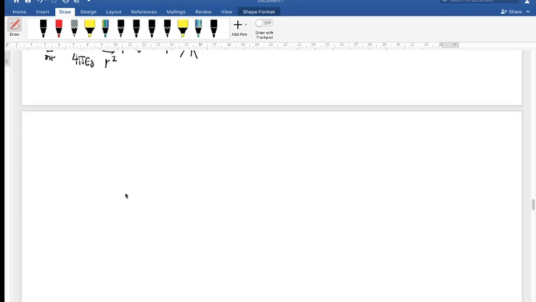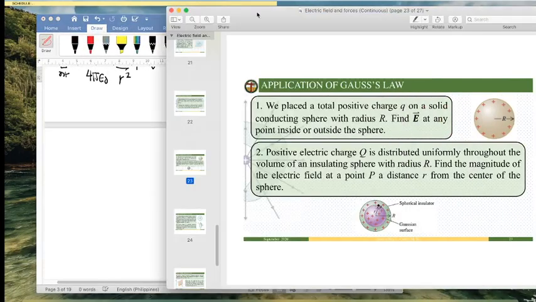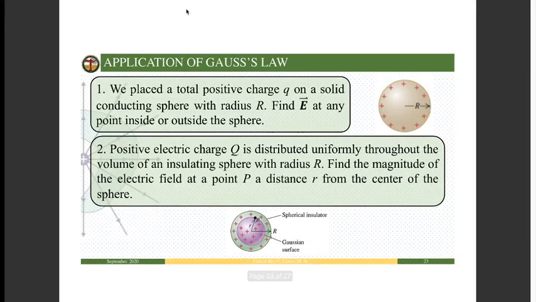So, let's move on to sample problem number 2. Positive electric charge Q is distributed uniformly throughout the volume of an insulating sphere with radius R. Find the magnitude of the electric field at a point P, a distance r from the center of the sphere. So, it is now an insulating sphere. How can we get the electric field at any point, meaning outside and inside of the spherical insulator?